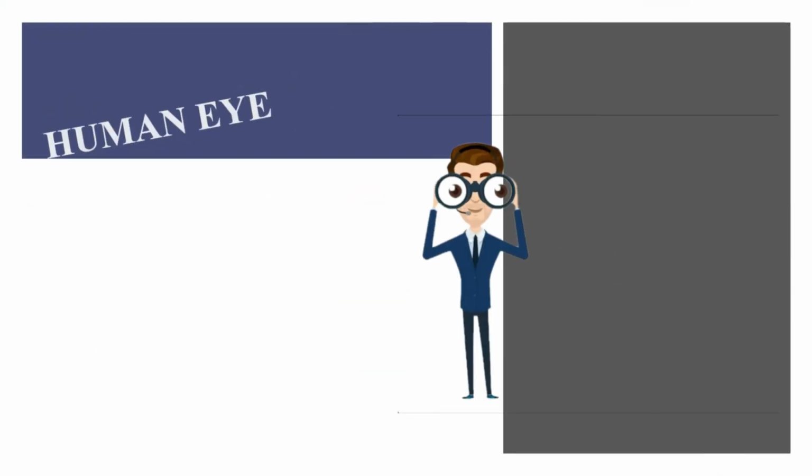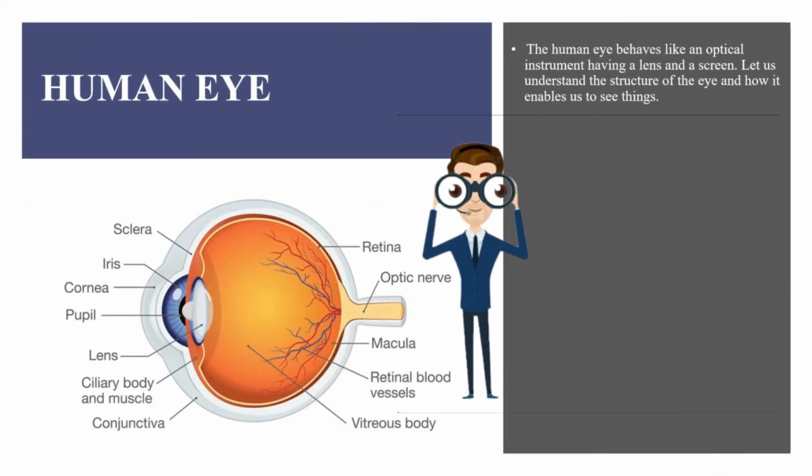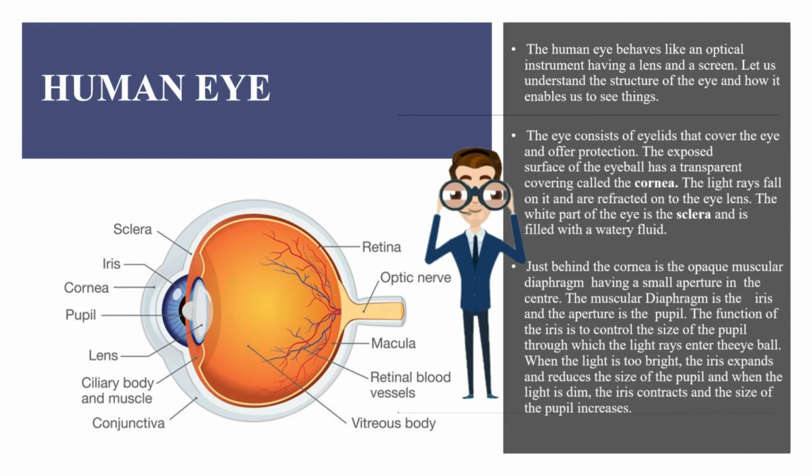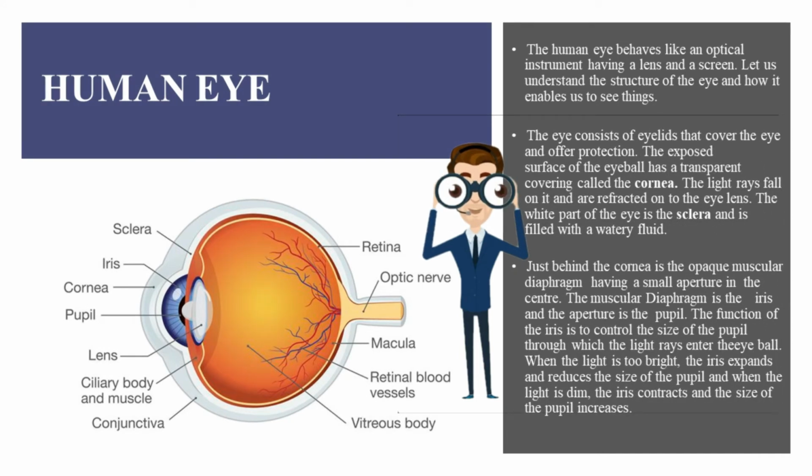The human eye behaves like an optical instrument having a lens and a screen. Let us understand the structure of the eye and how it enables us to see things. The eye consists of eyelids that cover the eye and offer protection. The exposed surface of the eyeball has a transparent covering called the cornea.